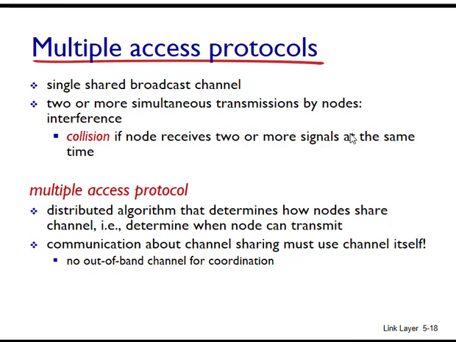In a sense, the signals of the colliding frames become inextricably tangled together. Therefore, all the frames involved in the collision are lost and the broadcast channel is wasted during the collision interval. Clearly, if many nodes want to transmit frames frequently, many transmissions will result in collisions, and much of the bandwidth of the broadcast channel will be wasted.